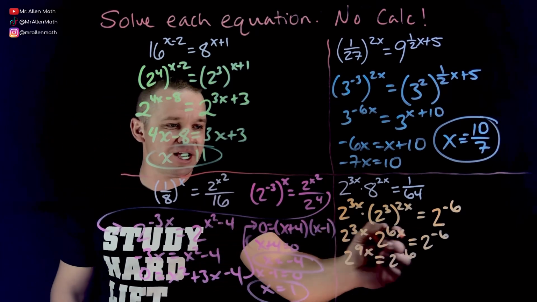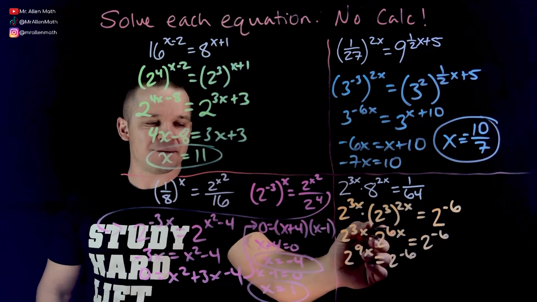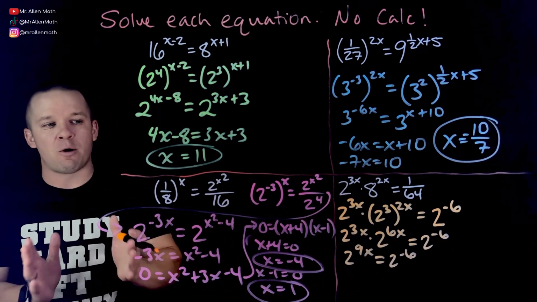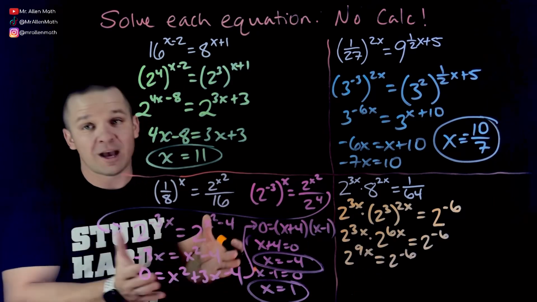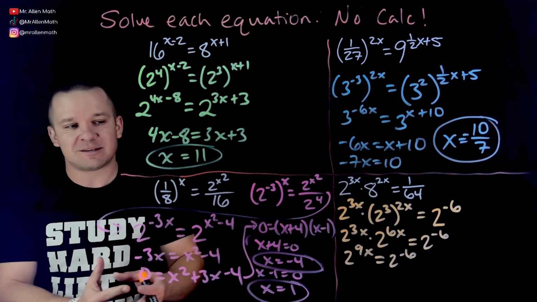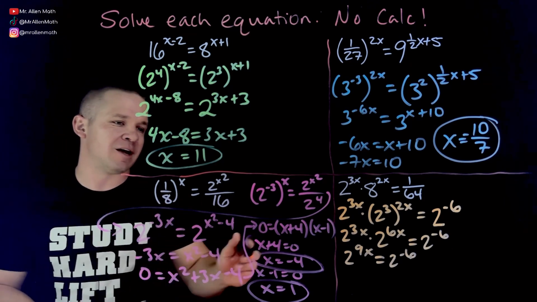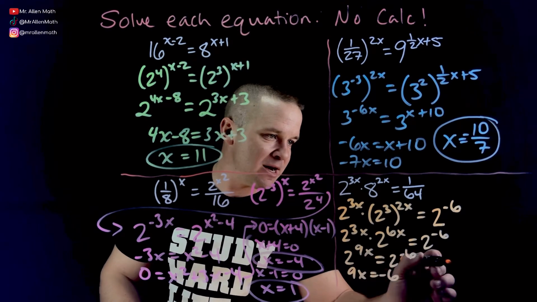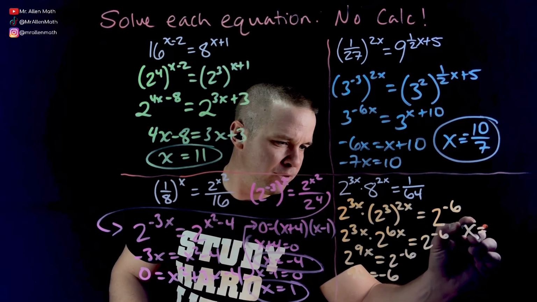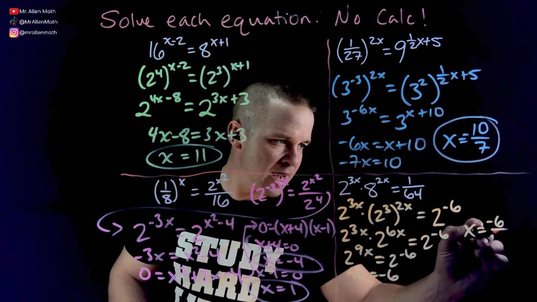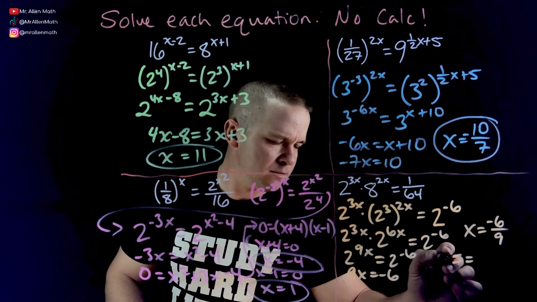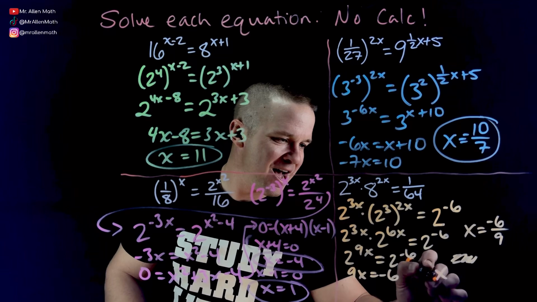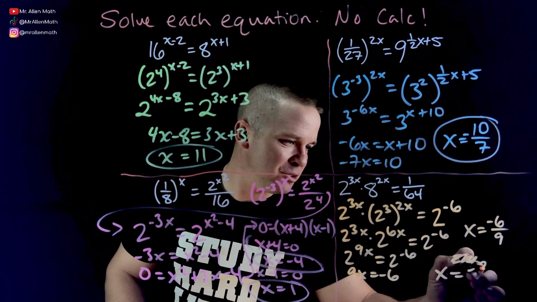You can't use it here because it wouldn't be 3x times 6x. Sometimes people make that mistake, so I wait until I get it to one-to-one, hence the name, one-to-one base. Same bases, one-to-one property of exponents. Now I have 9x equals negative 6. Divide by 9, and I get x equals negative 6 over 9, or, oops, not, what is that? X equals negative 2/3.